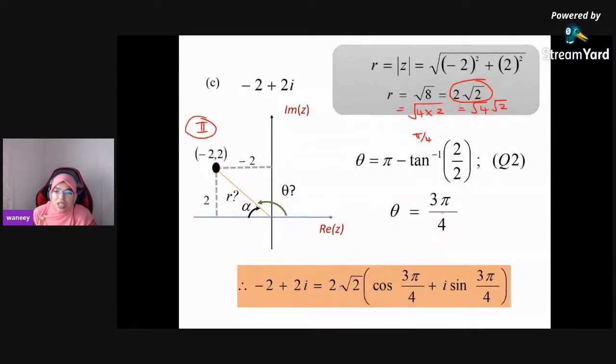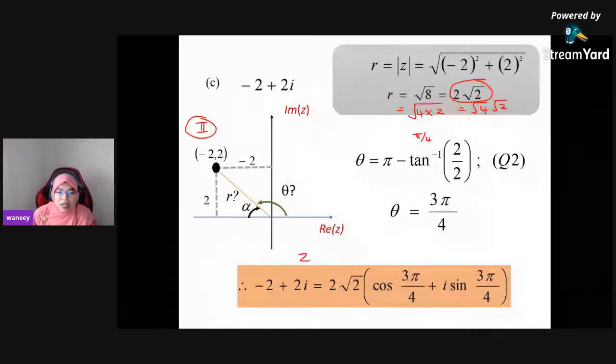So once you know that theta is equal to 3 pi over 4, substitute. So Z is equal to R cos theta plus i sin theta. So R is 2 square root of 2, cos of theta, 3 pi over 4, plus i sin 3 pi over 4. So the polar form is ready. Okay, so now next.